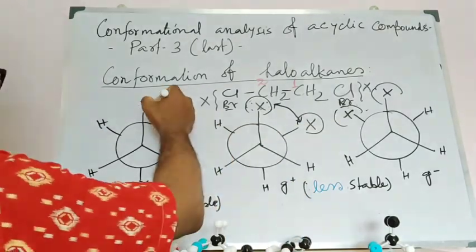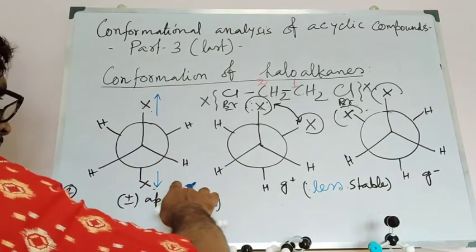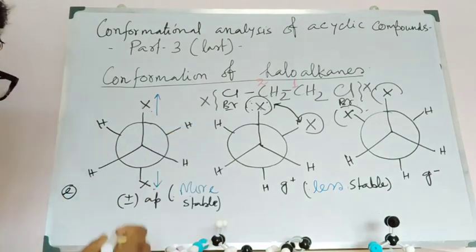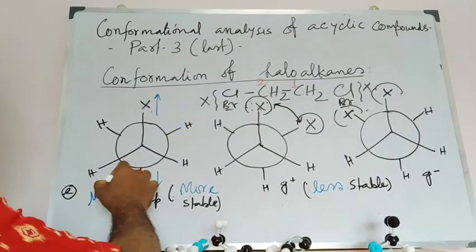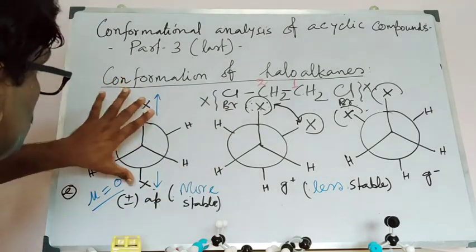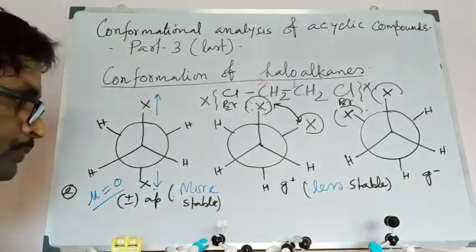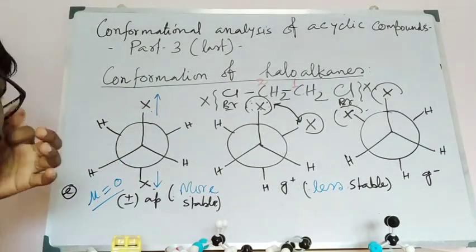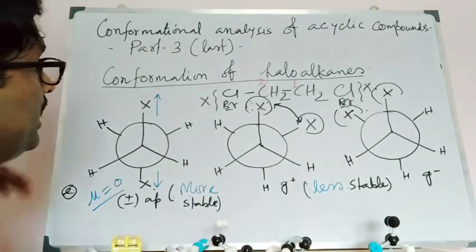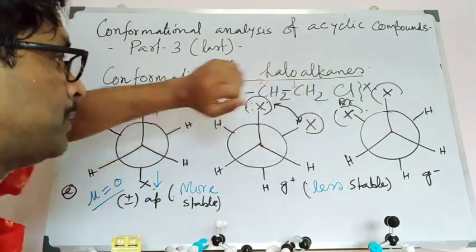I will come to that later. Here this one is the anti conformation, and it will be more stable, as the destabilizing force, the dipole interaction, is not present. They are apart from each other, 180 degrees apart, so this repulsive interaction is absent. Now, in the equilibrium, the overall equilibrium has some positive dipole moment.